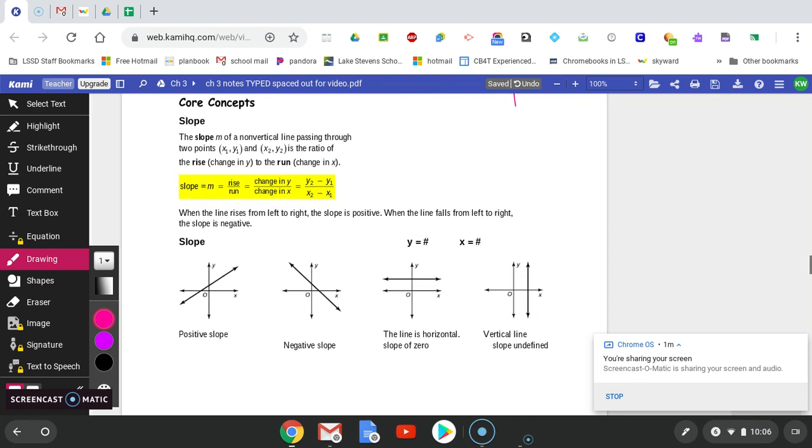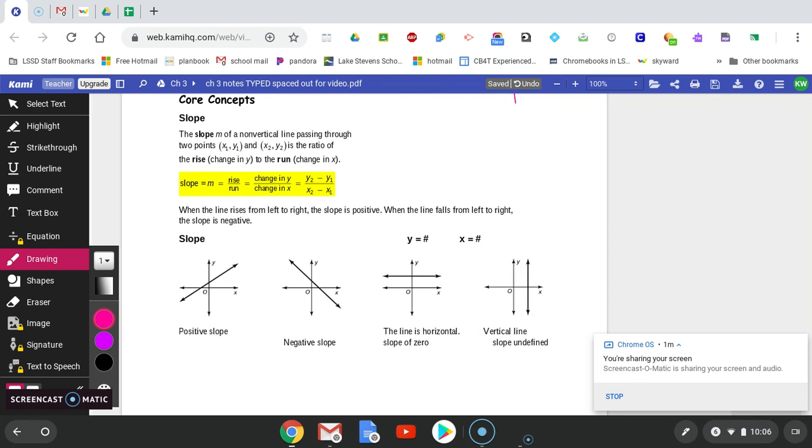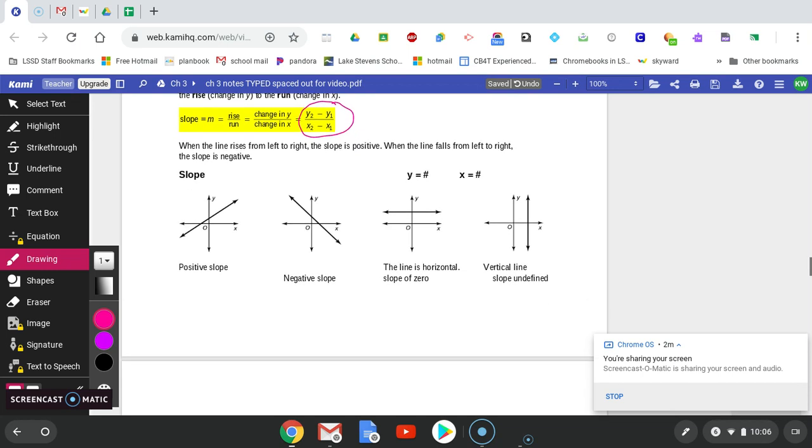All right, so slope, m, it's the rise over run, it's a change in y over the change in x, and this is the one that you have to make sure you know. If you're given 2 points and asked to find the slope between those 2 points, that's the equation you're going to be using.